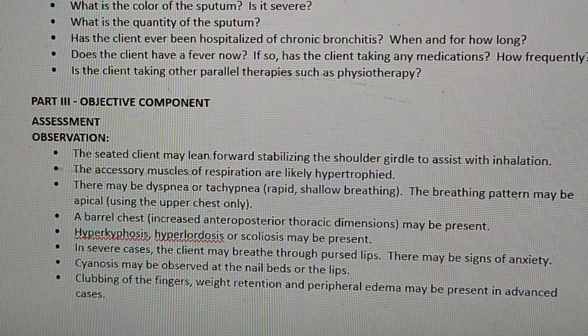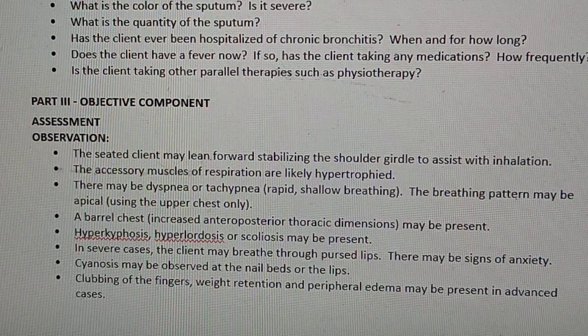The accessory muscles of respiration are likely hypertrophied. Okay, there's abnormality on this area. There may be dyspnea, which is difficulty in breathing, or tachypnea, which is rapid shallow breathing. The breathing pattern may be apical, using the upper chest only.